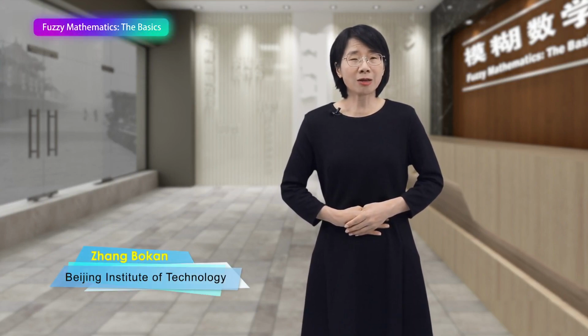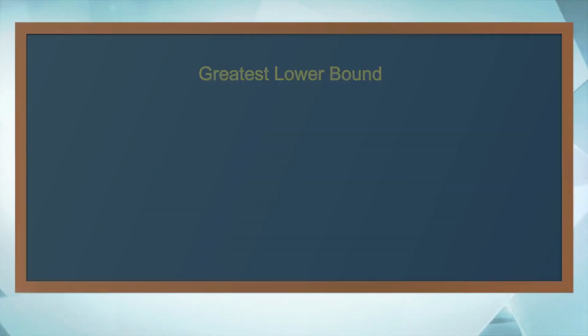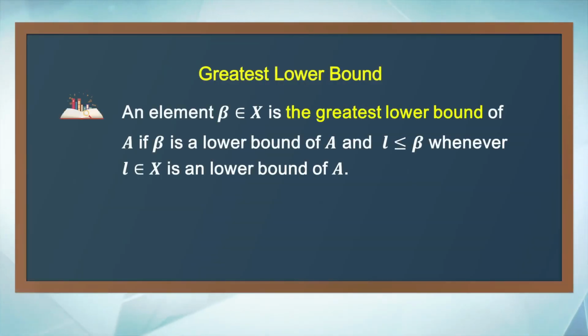Similarly, if beta is a lower bound of A that is greater than any other lower bound of A, then beta is called the greatest lower bound. An element beta is the greatest lower bound of A if beta is a lower bound of A, and L is less than or equal to beta, whenever L is a lower bound of A.